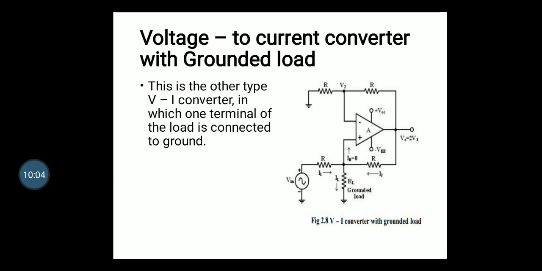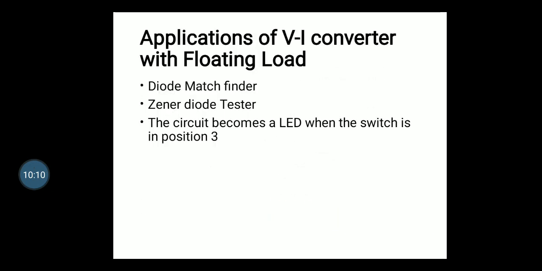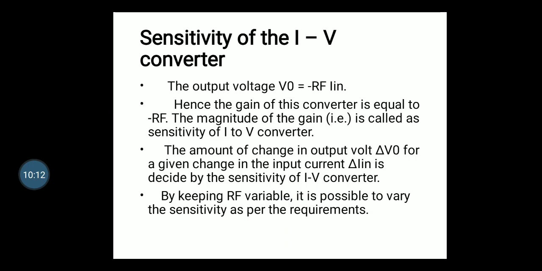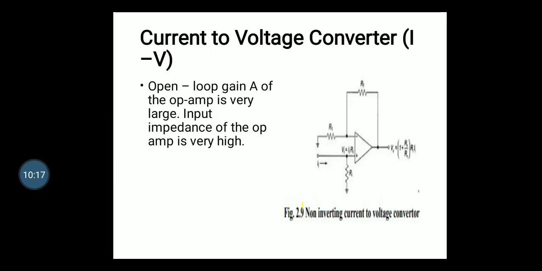Next one is the current to voltage converter. It is also called trans-resistance. It is used with photodiodes and photocells, and it is a special case of the inverting amplifier.